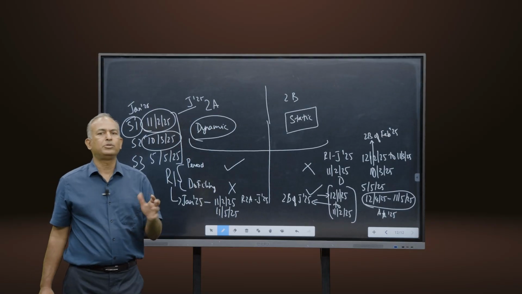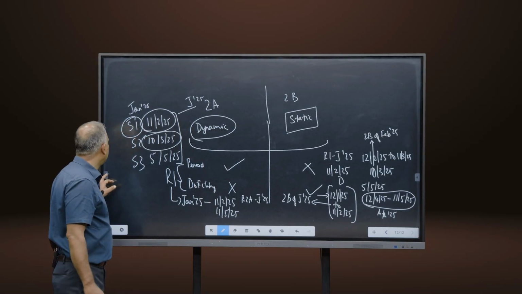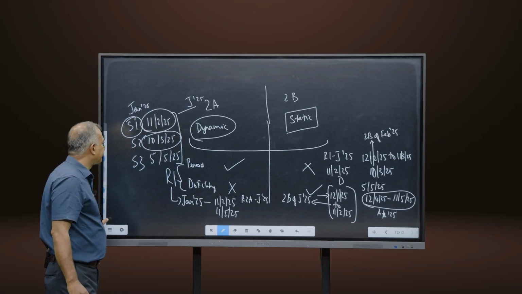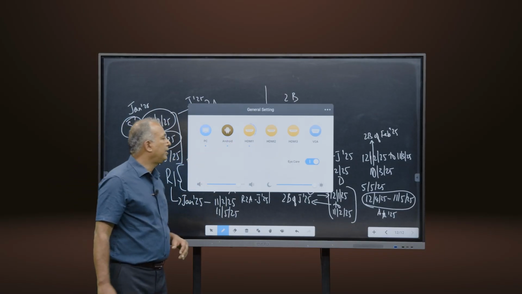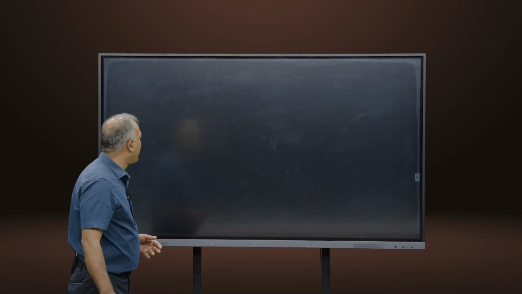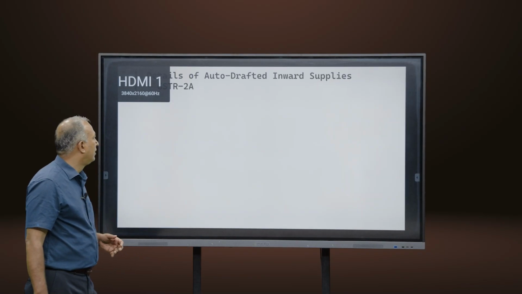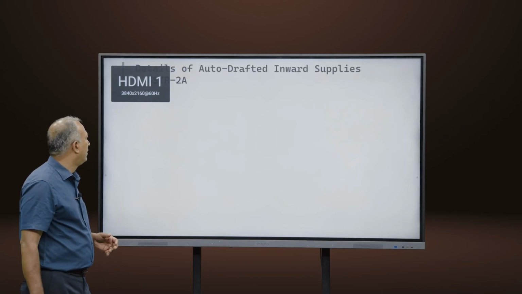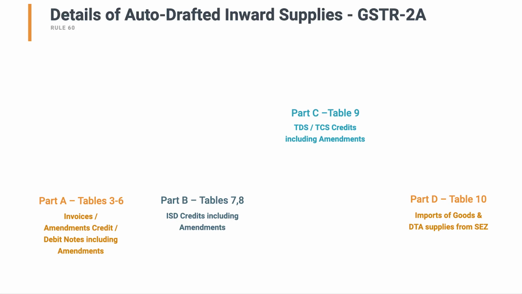Let us see what the provisions of the law with reference to Section 38 and Rule 60 tell you. As I was explaining to you, if you remember, it has 4 parts: Part A, Part B, Part D and Part C. Part C, I put it down here because it flows into the cash ledger. Part A, Part B and Part D flow into your credit ledger. Part A has those serial numbers 3 to 6.